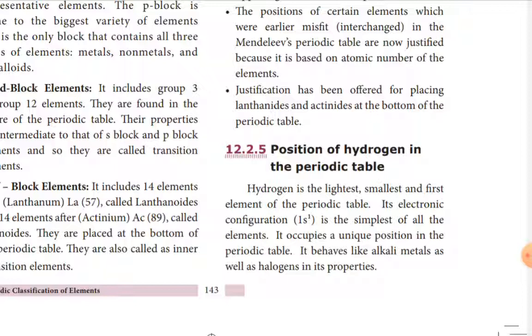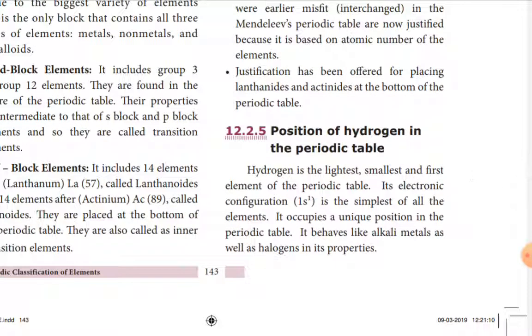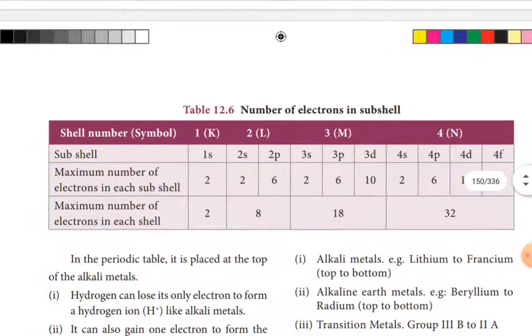Now its electronic configuration is 1s1, because the atomic number is 1: only one proton and one electron. So when you write the electronic configuration, in the first energy level, the first subshell, there is only one electron, that is 1s1. Simplest of all the elements, it occupies a unique position in the periodic table. It behaves like an alkali metal as well as a halogen in its properties. So it can gain an electron and lose an electron. So it behaves like an alkali metal and also like a halogen in its properties. Now, table 12.6 shows how to distribute the electrons using subshells.